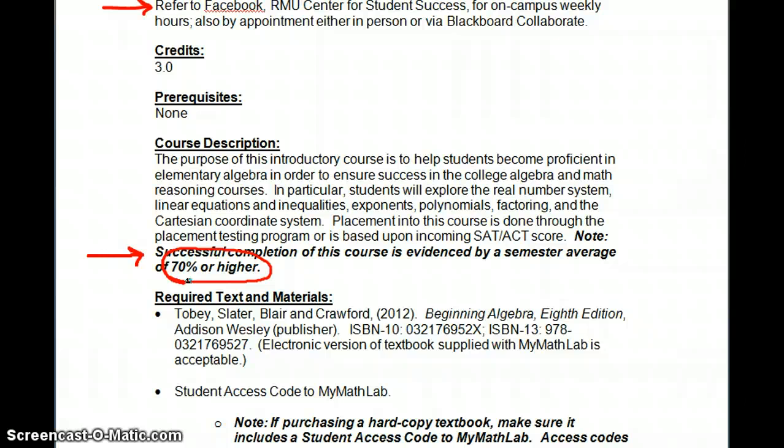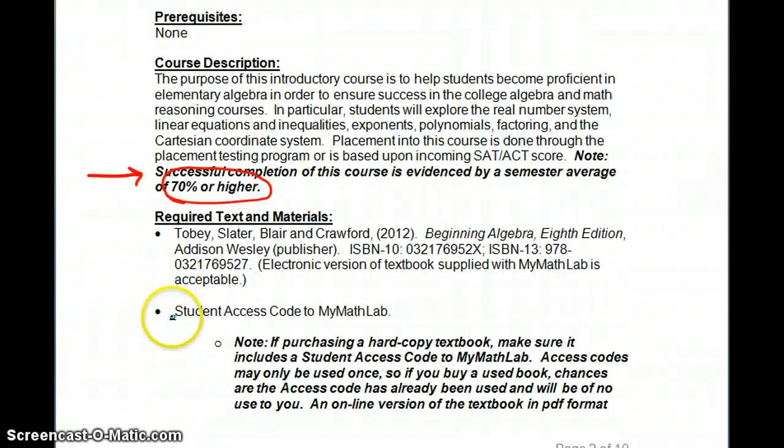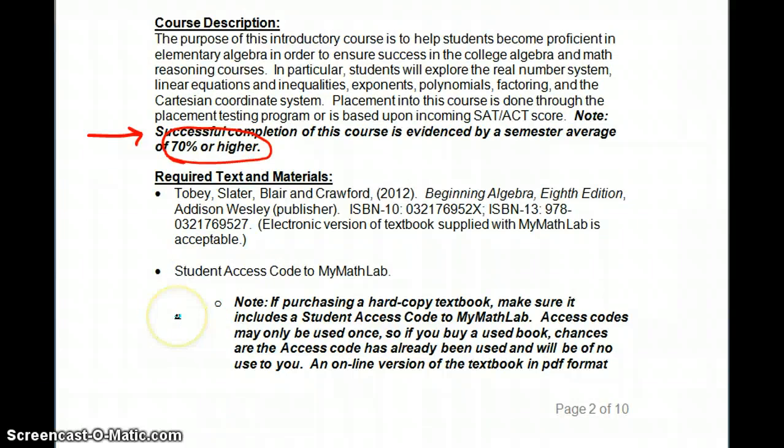That's what's unique about this class, is that you must earn that C or better before you can move on here. If you have any questions about that, please feel free to let me know. I'll be more than happy to talk with you further about that.